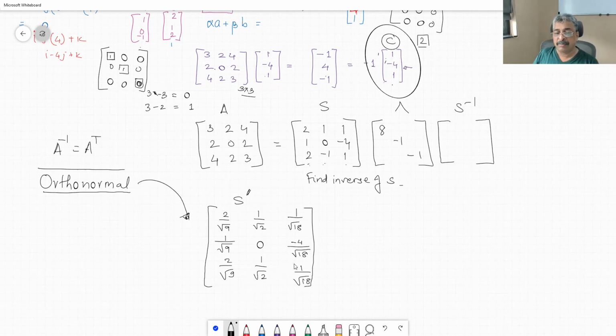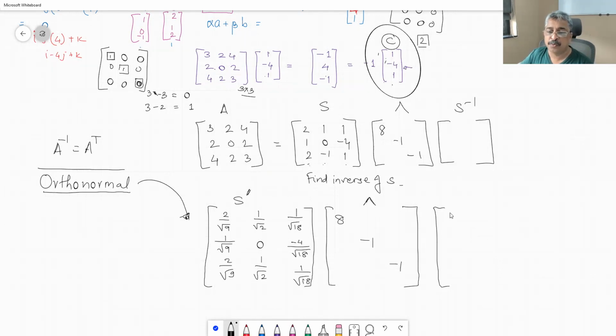You need not worry about the determinant also. It is going to be 1 because all the vectors have length equal to 1. And then it is easy to find out the inverse, where the lambda is 8, minus 1, minus 1. That is our capital S. So if it is an orthonormal matrix, then its inverse is just transpose. 3 upon root 9, 1 upon root 9, 2 upon root 9, 1 upon root 2, 0, 1 upon root 2, 1 upon root 18, minus 4 upon root 18, and 1 upon root 18. That is what is your inverse, which anyway you have got.